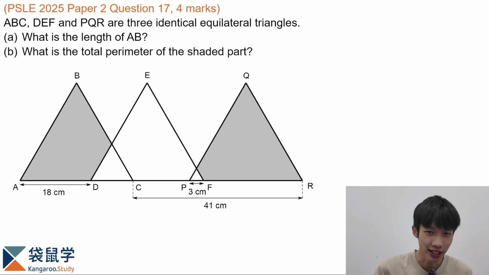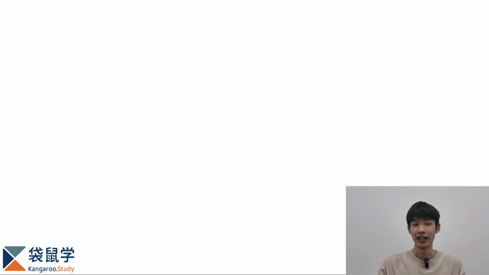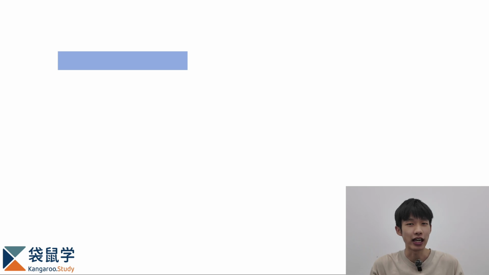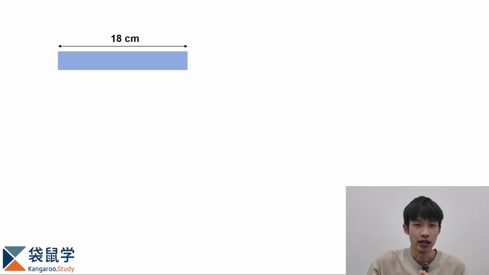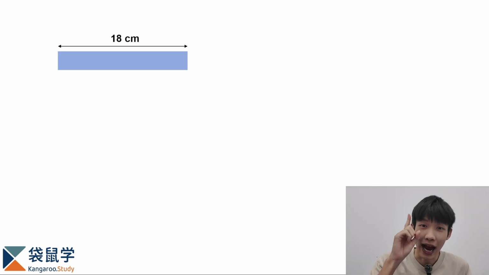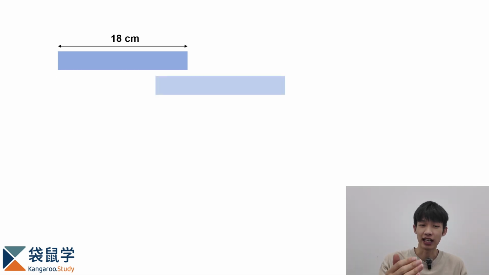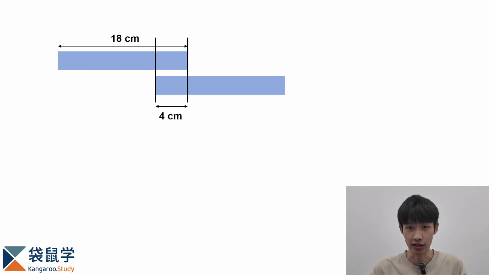Hey, before we solve this, let me give you a hint. Let's say I have a rectangle, and the side length of this rectangle is 18 cm. Now, what I'm gonna do is create identical ones. So this identical rectangle has a length of how much? Yes, 18 cm. Now, let's not rearrange like this. Let's overlap it, like this. And then we have one part that is overlapping to each other, which is 4 cm.